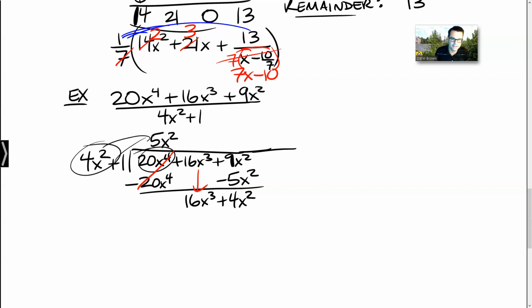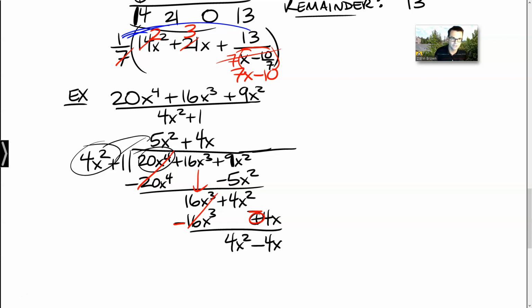4x squared goes into 16x cubed 4x times, so plus 4x, 16x cubed plus 4x. Okay, again, be careful. Notice I didn't put it under the 4x squared. I'm going to subtract, minus, minus. These go away. These do not cancel out because they're not like terms. I'm left with 4x squared minus 4x.